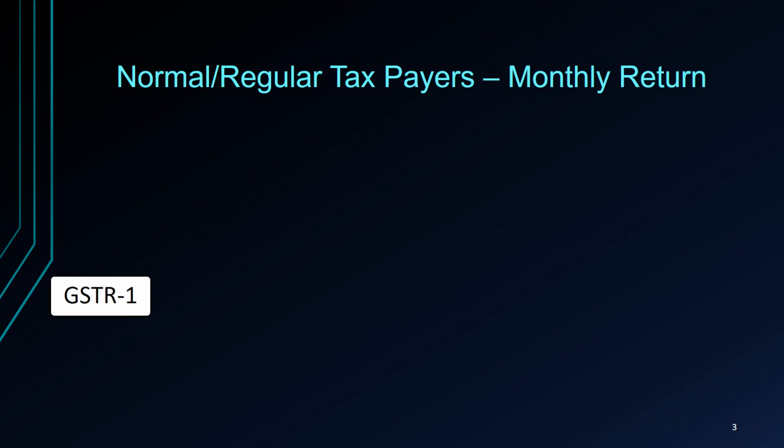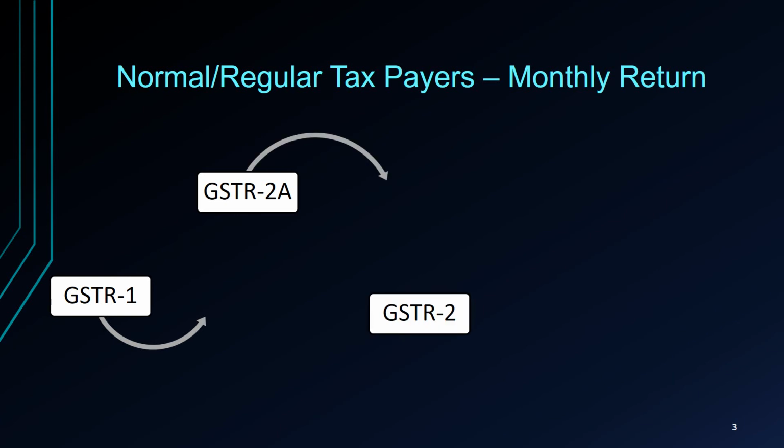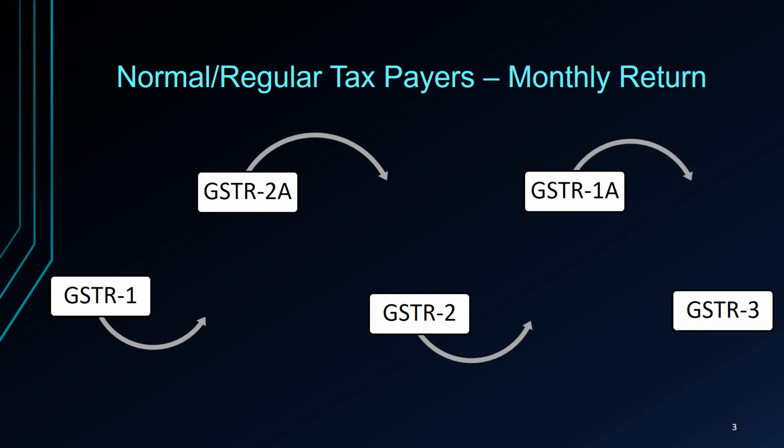The first return is GSTR 1, and there is a GSTR 2A, which is information that flows from GSTR 1. The second return that is filed is GSTR 2, and this is your purchase return. The information of GSTR 2 moves to GSTR 1A. GSTR 1 is your sales return, and 1A is an addition to the sales return. The third and last return is your GSTR 3.